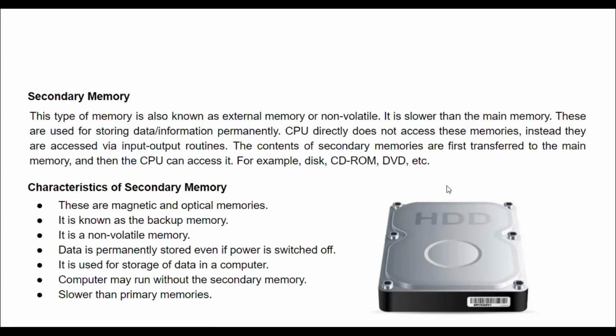So that is the difference between the primary memory and the secondary memory. The primary memory, again, is also called internal memory, whereas the secondary memory is also known as backup memory or auxiliary memory. So that is the difference between the primary and the secondary storage memory.